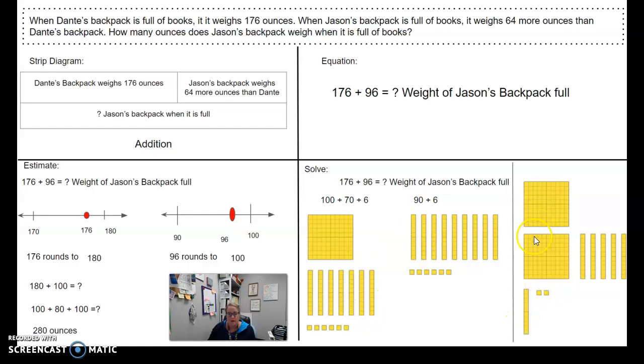And now I've modeled everything, but I still have to put it all together. So I'm going to count by hundreds, and then tens, and then ones. So I have 100, 200, 210, 220, 230, 240, 250, 260, 261, 262. So I know the weight of Jason's backpack when it's full is 262 ounces.